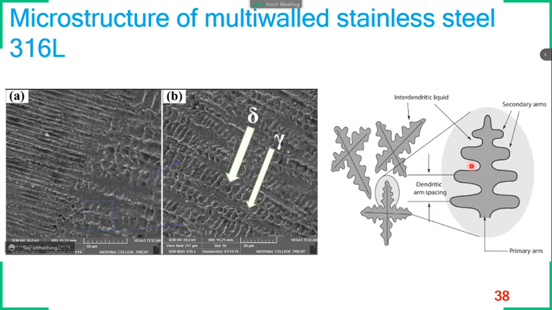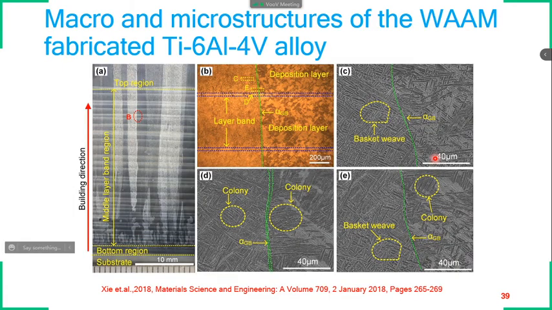So this is how the exact structure looks. Here we can see some gamma austenite and delta ferrite structures. And after that, one more example is also there. Titanium 6Al-4V alloy. As I told you, this is one of the common aerospace alloys.